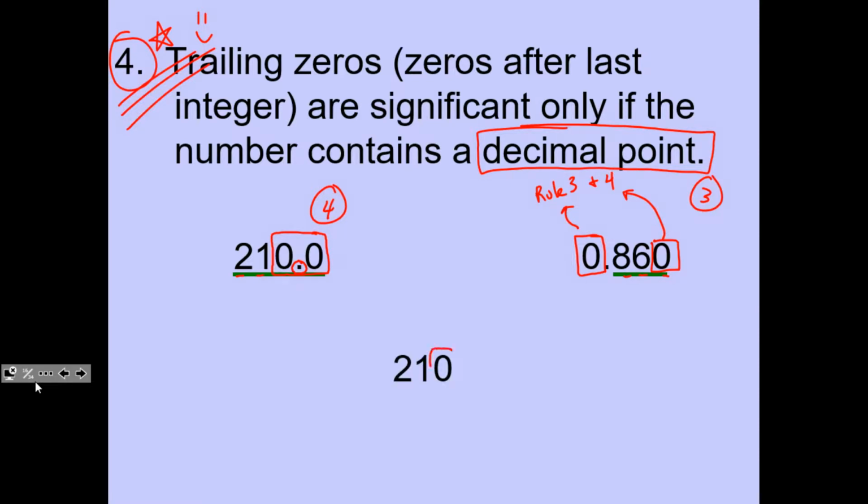210. I see a trailing zero. I don't see any decimal point. So it is not significant. There are only 2 in this number.